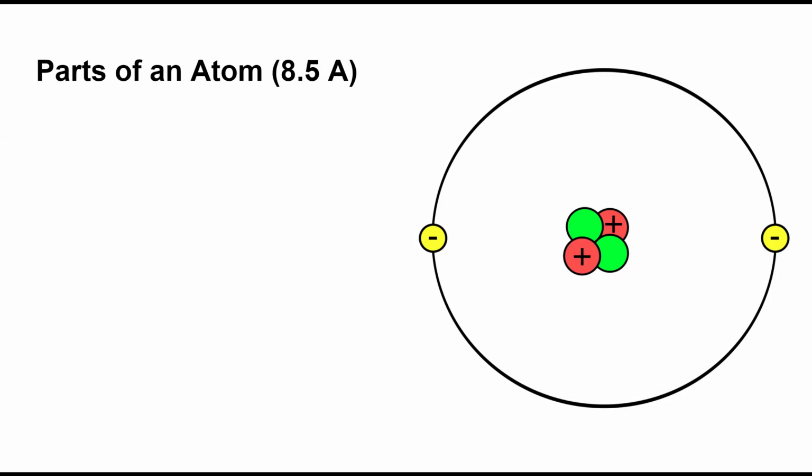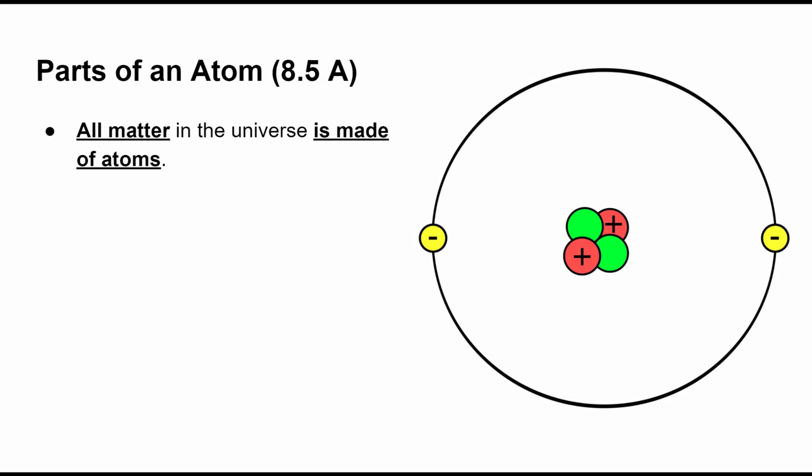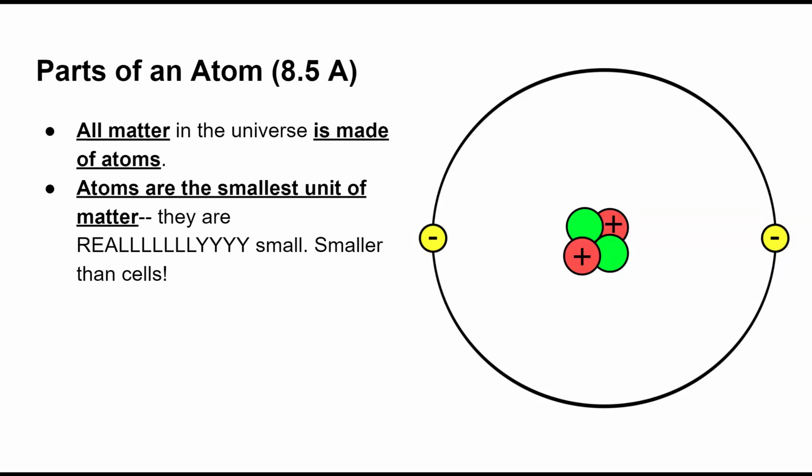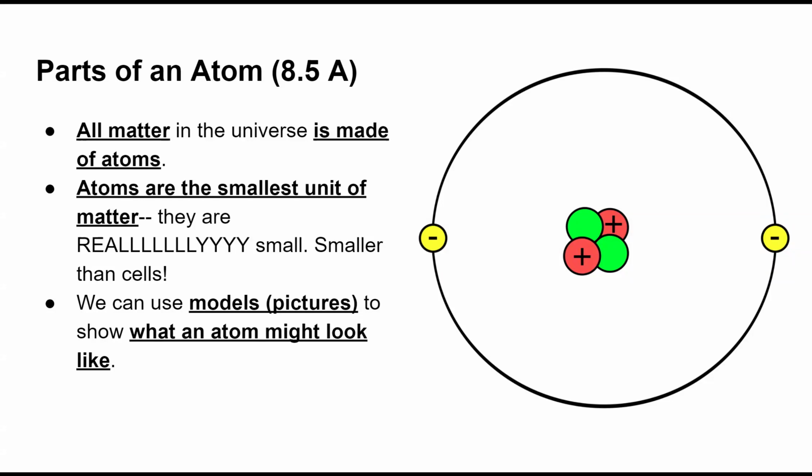This is an atom right here, but let's talk about what an atom is. All matter in the universe is made of atoms. Atoms are the smallest unit of matter, and they are really, really small. They're smaller than cells, and we use microscopes to look at cells, but they're smaller than that. You have to have a special microscope to look at atoms. Actually, we use models or pictures to show what an atom might look like.